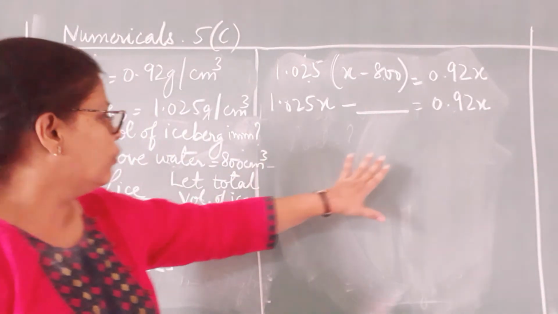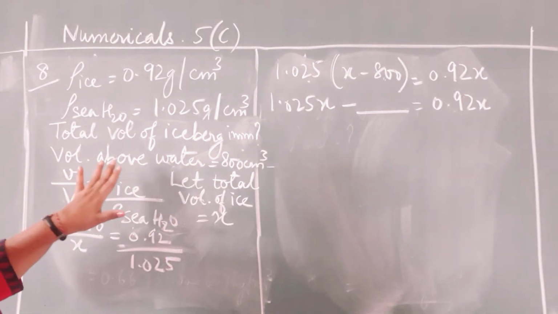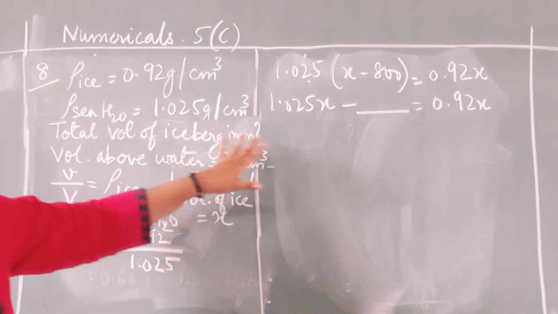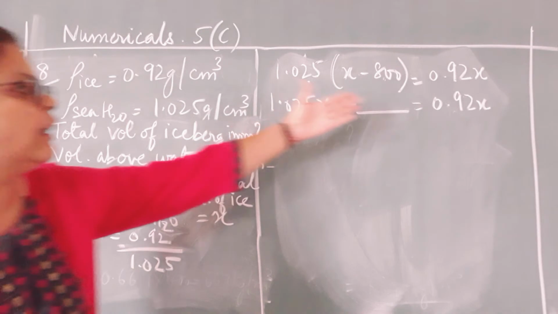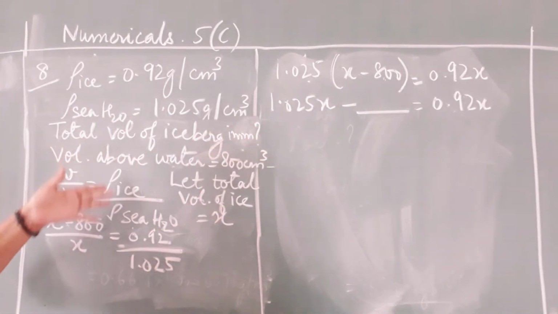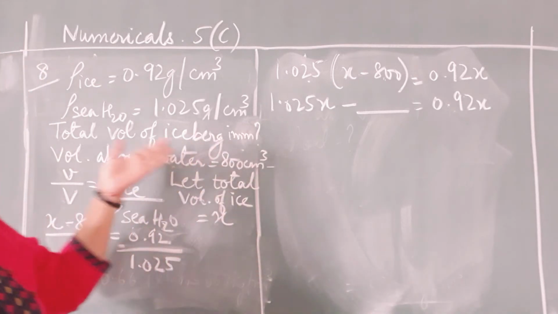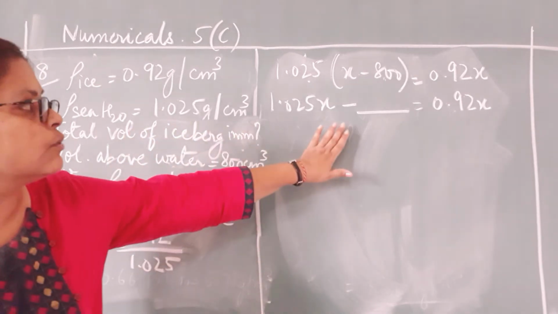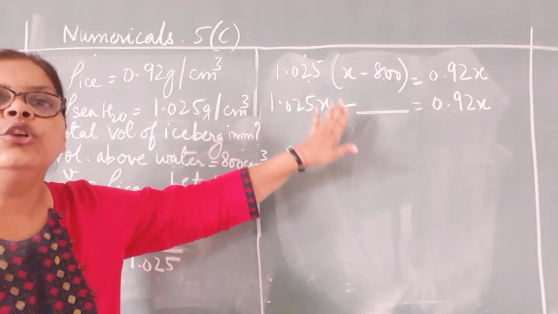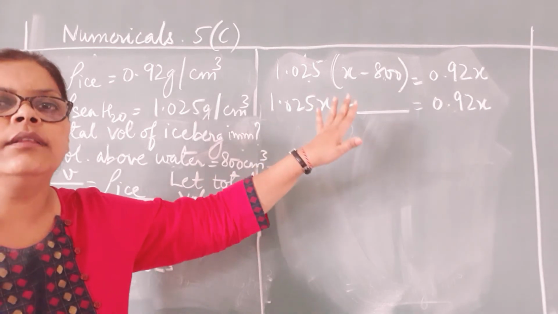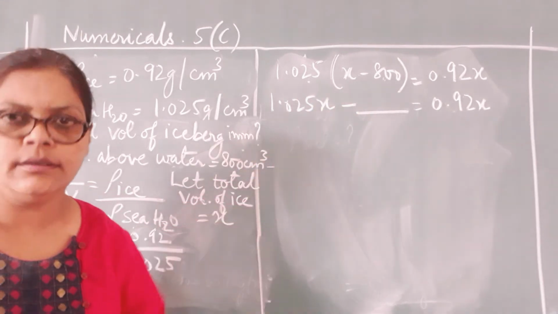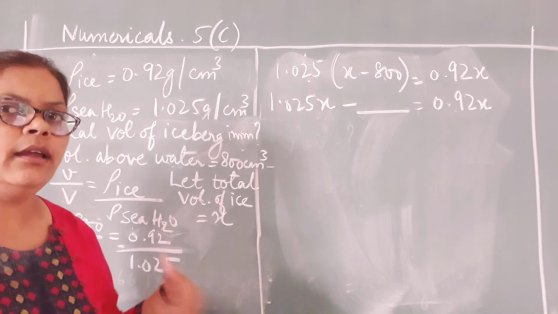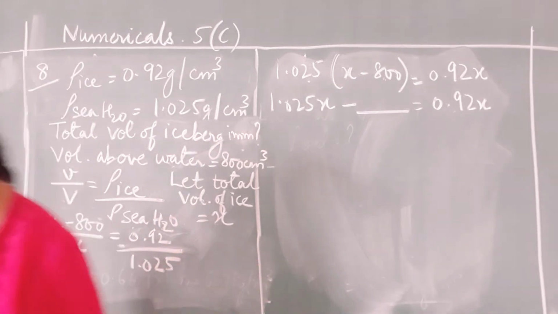And from the total volume, you can find out the volume of the iceberg immersed. How will you find out? Once you get the value of x, you will subtract 800 from it and you will get the value of iceberg immersed. So I am leaving this over here for you children to solve. You will solve the question, this part, and find out the answer. Okay children? Now have a careful look and then I go to the last question.